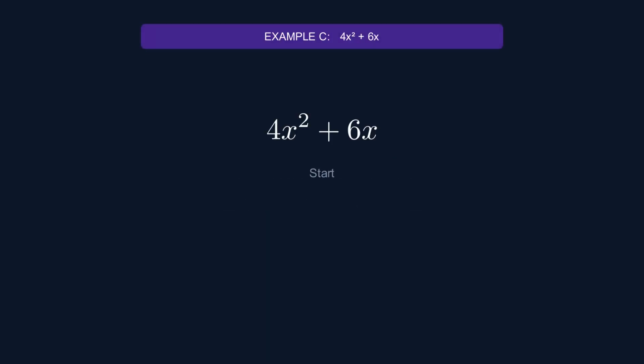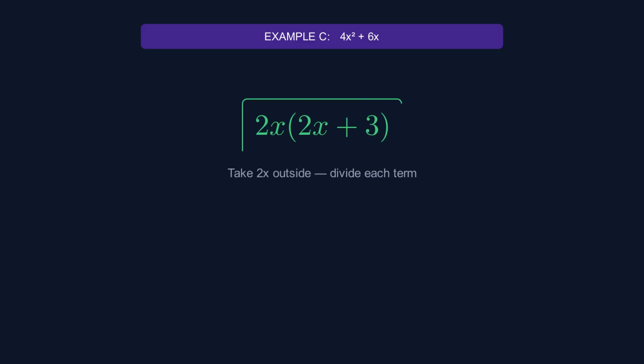Another example, 4x squared plus 6x. The HCF is 2x. So we take 2x outside, and what remains inside the bracket is 2x plus 3. Do not forget to expand it back to confirm your answer.